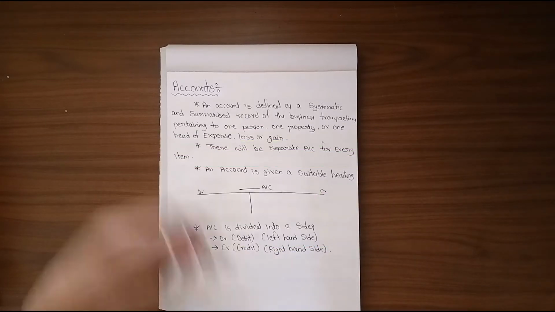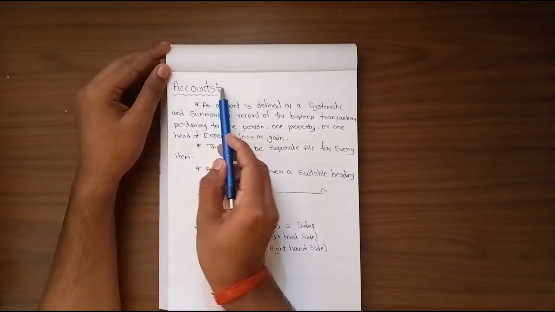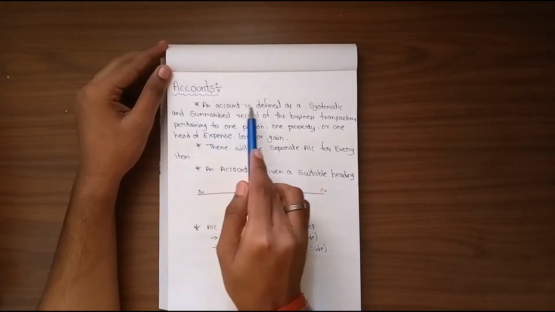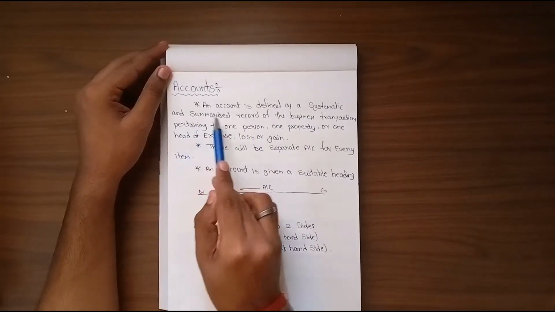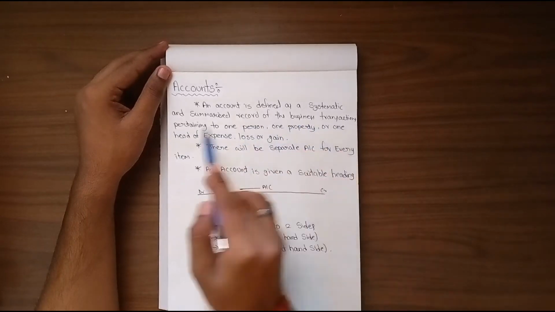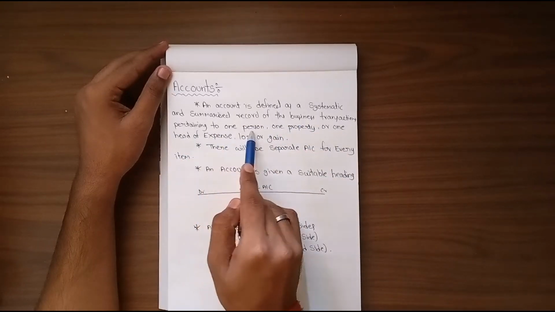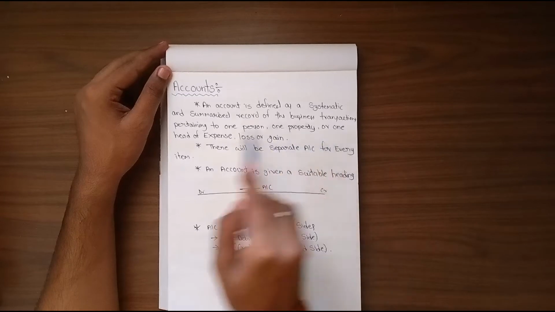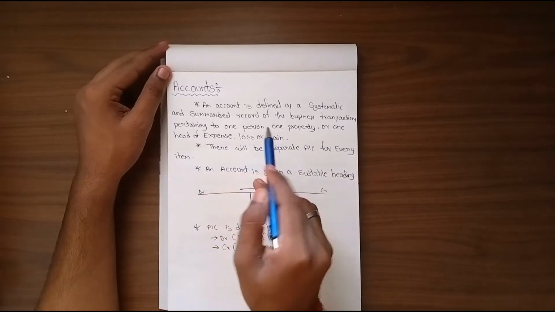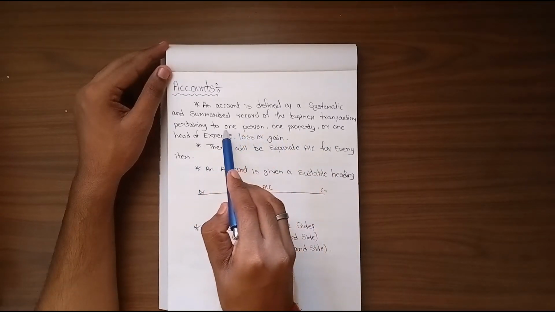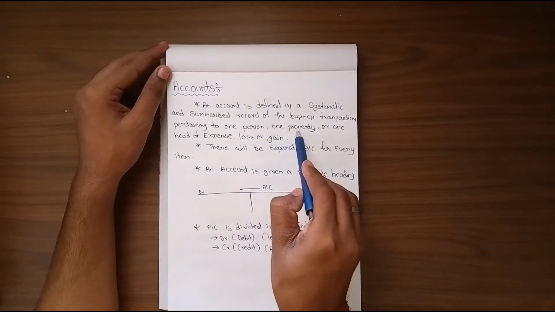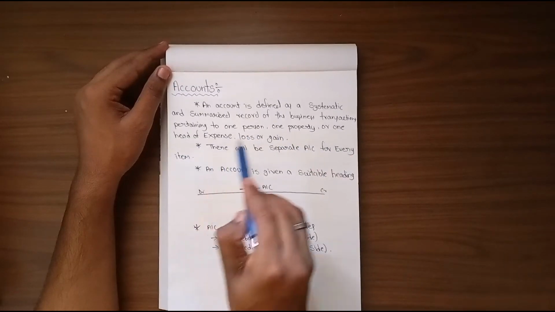So let's get started. First, what is an account? Simply, an account is defined as a systematic and summarized record of the business transactions pertaining to one person, one property, or one head of expense, loss or gain. You have to concentrate on these things: one person, one property, or one head of expense, loss or gain.